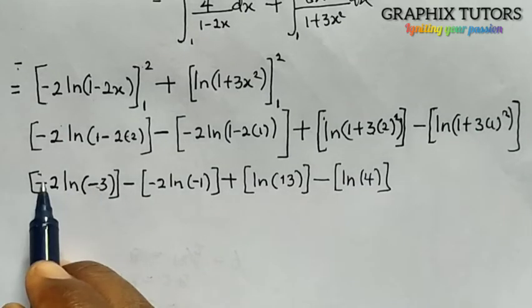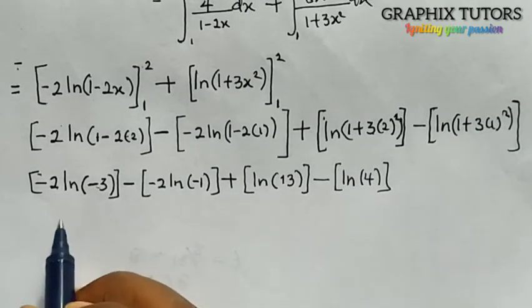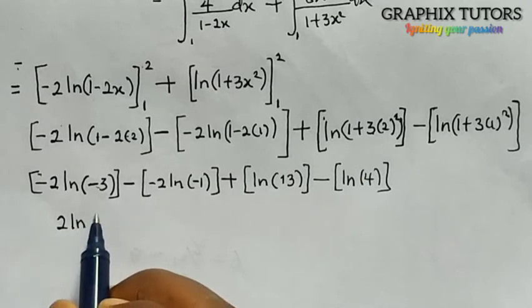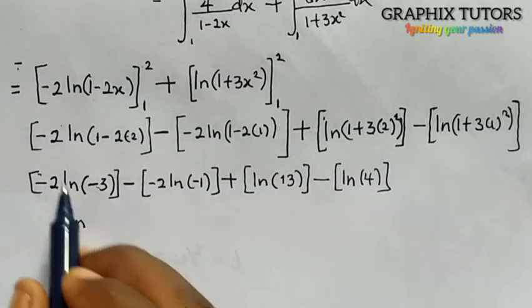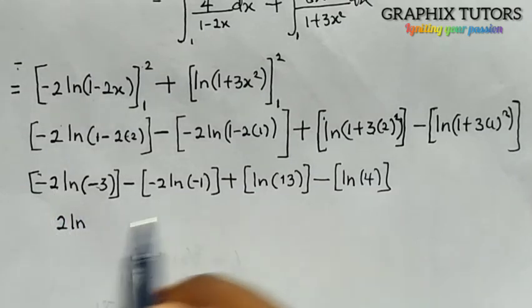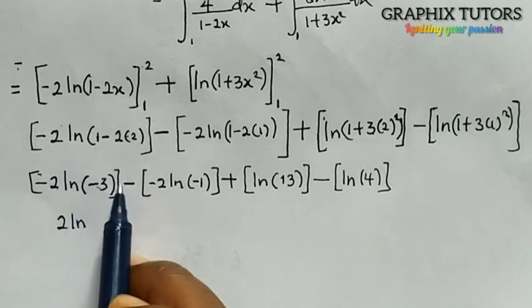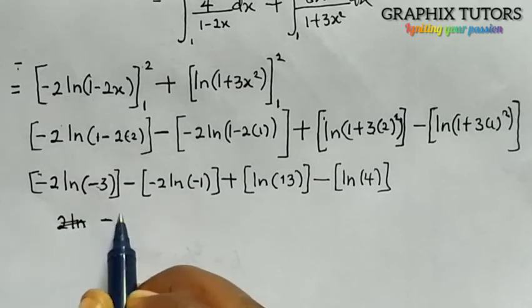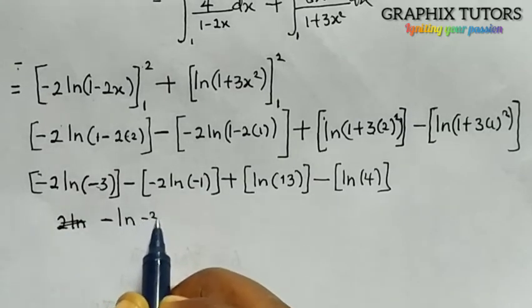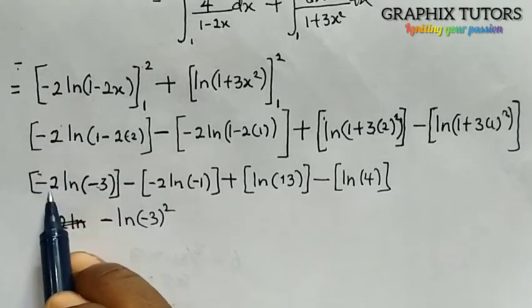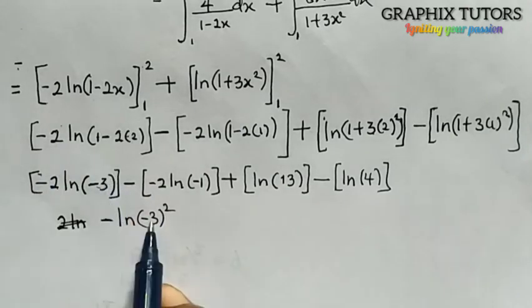Now this minus will affect this. We'll be left with what? 2 ln. We have 2 ln what? The negative will still remain here. So we have 2. If you remember the law of logarithm, these 2 will come up. So we'll be having this way. Minus ln minus 3 all square. Remember the law of logarithm? The one at the back of the log will go to a power and you have this.